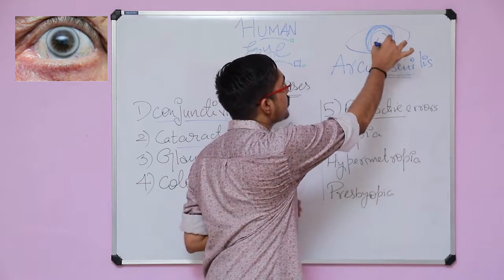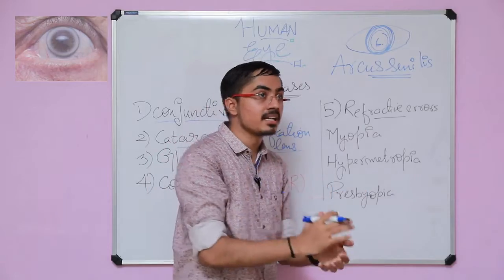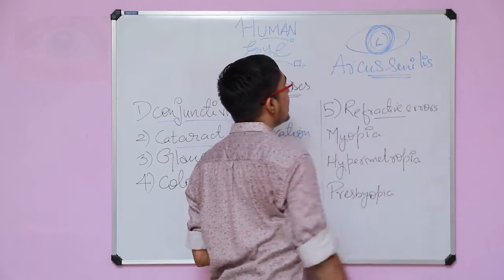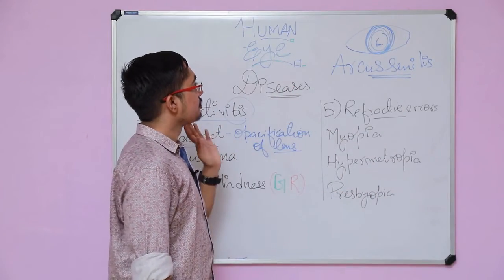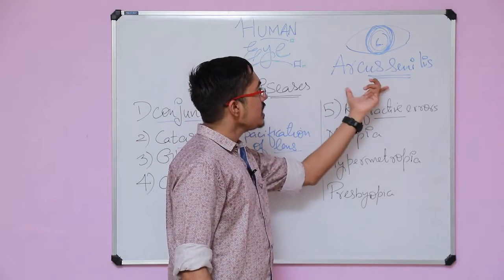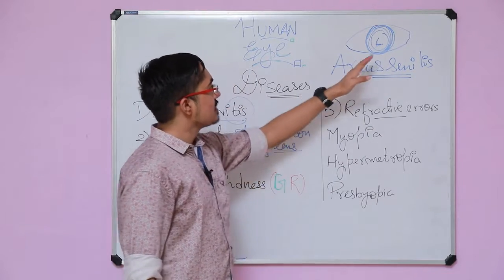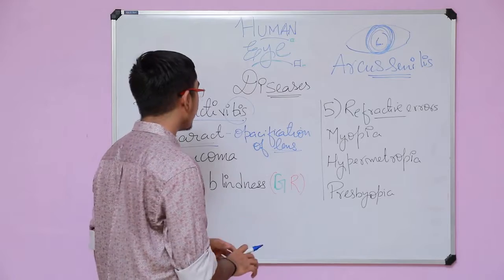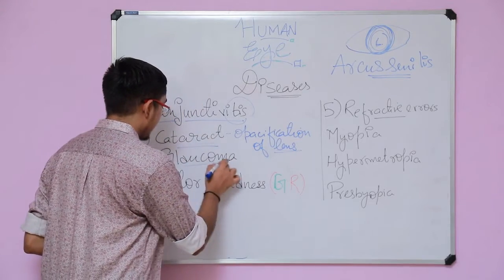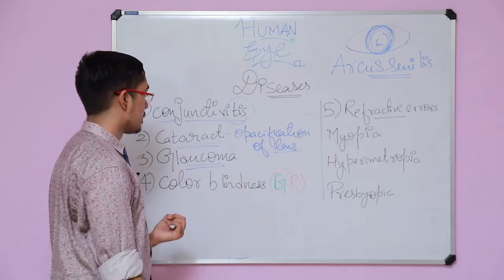So to see the lens, I have to dilate the pupil, I have to make the pupil bigger, and only then will I be able to say whether the person is having cataract or not, and that is not equal to Arcus Senilis. Arcus Senilis is just a condition of the cornea, right? So the next condition that I will be talking about is glaucoma.